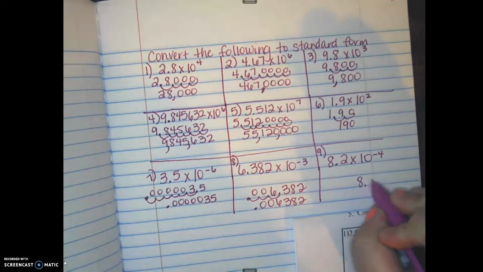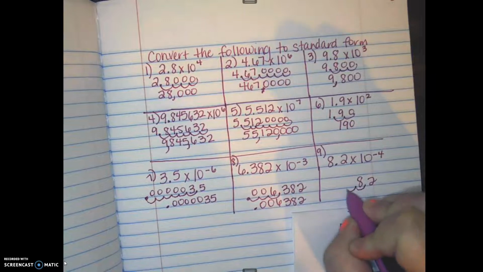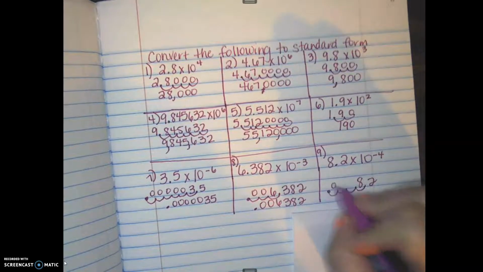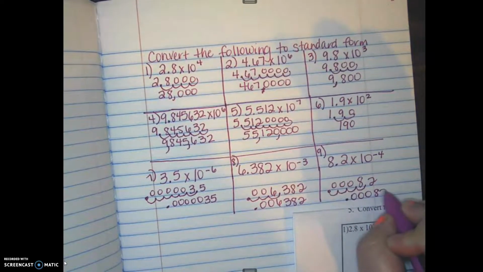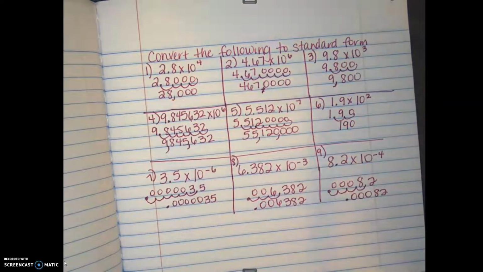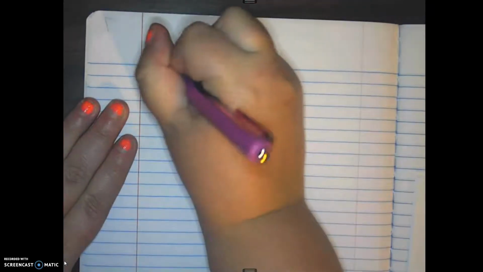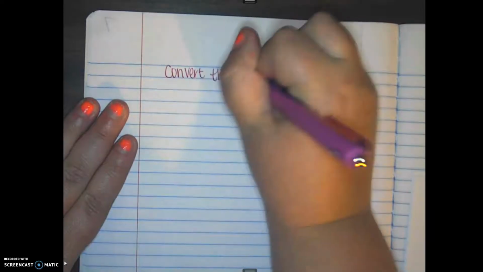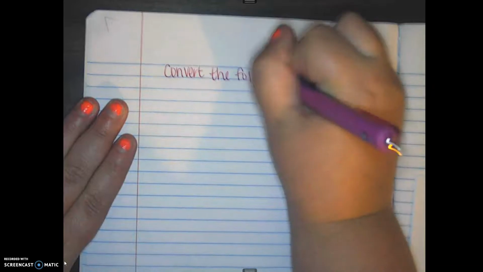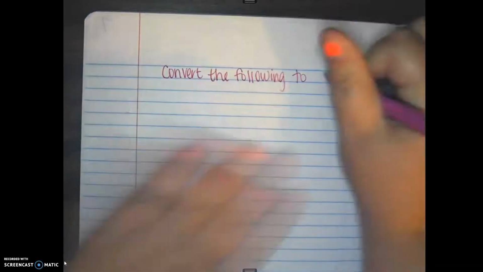Okay, hopefully you tried it on your own. So we have 8.2. We're going to go 1, 2, 3, 4. And we get 0.00082. All right, so that was on page 8. We're going to slide our journal over. In the same lesson, we never flip pages. We always just slide our journal over. And so on this page, we're going to put convert the following to scientific notation.